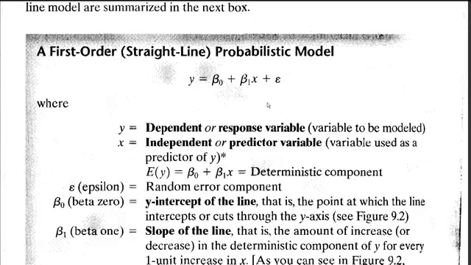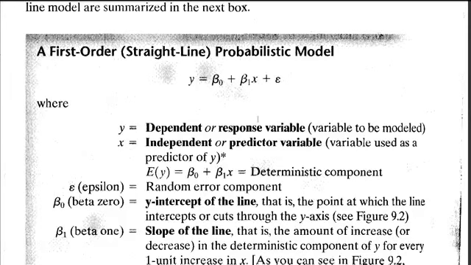So we've seen this before. I don't know if we used beta before, I can't remember. Y equals beta sub 0 plus beta 1 x plus epsilon. Y is the dependent or response variable. X is the independent or predictor variable. E of y equals beta 0 plus beta 1 x is the deterministic component. Epsilon is the random error component.